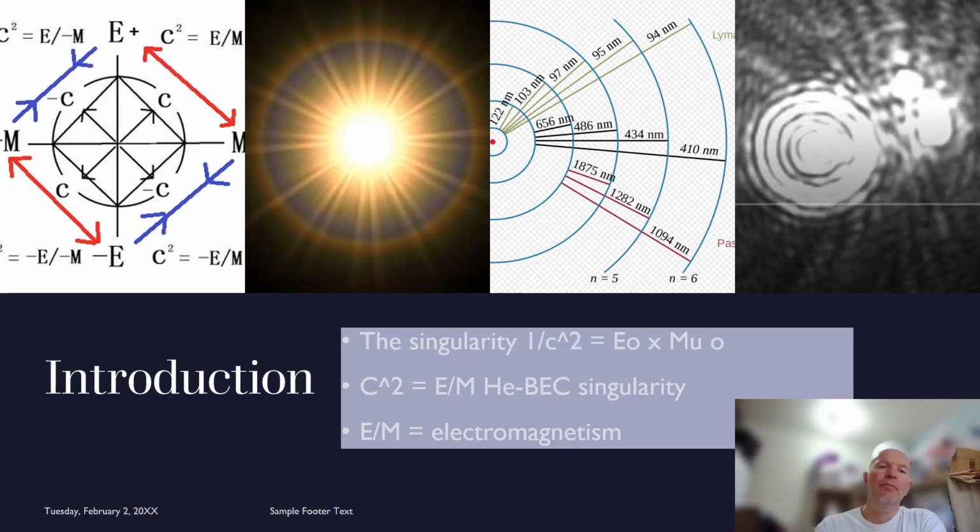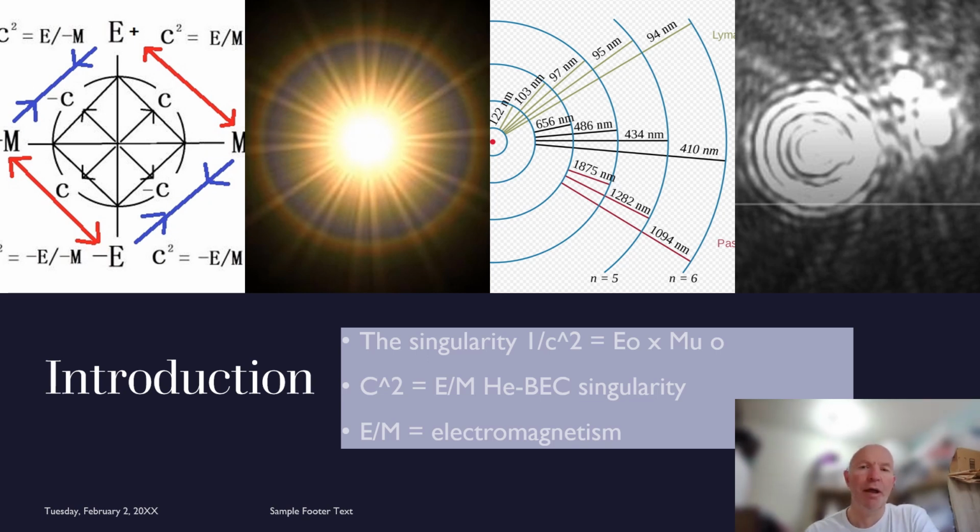If we look further into the mirrored symmetry of the singularity, where 1 over c squared equals epsilon naught times mu naught, and the Hebek singularity has a diameter of c squared, and by rearranging Einstein's equation E equals mc squared to c squared equals E divided by m, the Hebek singularity provides a contextual framework for E divided by m being the right-hand rule of electromagnetism.